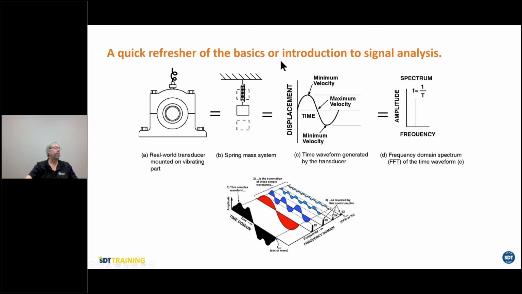Now, a quick refresher of basic terms of signal analysis. First of all, this is a bearing. This is a sensor with a cable. Basically, what a sensor reads is the same thing as a mass on a spring. When it goes up and down, if you put a pen out, it's going to draw a sine wave, or a time waveform. The frequency is the time period from here to here, so 1 over the time period gives me a frequency. This frequency is over here, and we put a peak depending on the amplitude of the time waveform. Generally speaking, that's how it works.